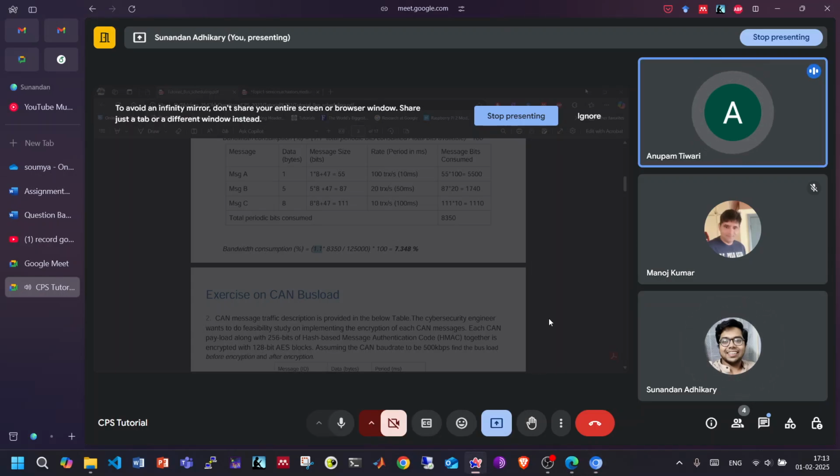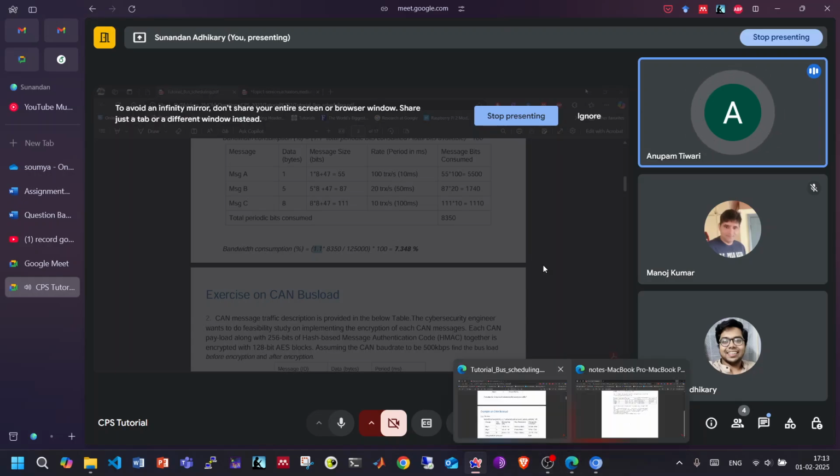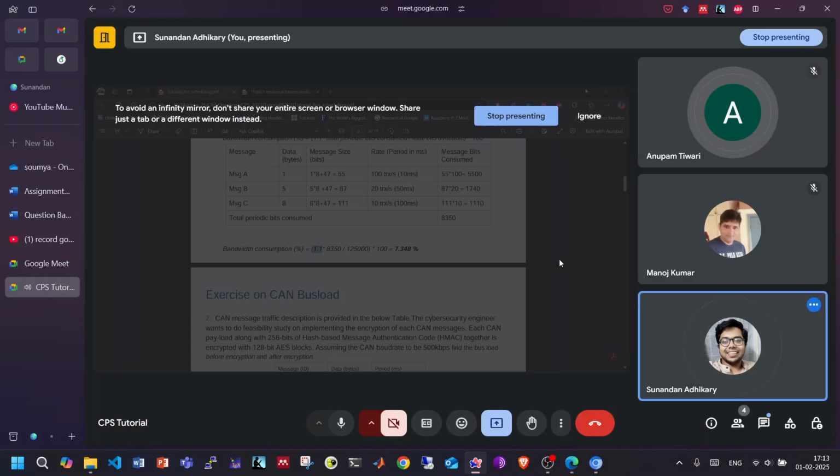Anupam, any question? Medium is wire, only wire, na? The simple wire, what we say, the copper wire. Yes, insulated copper wires, twisted pair of wires. Okay.